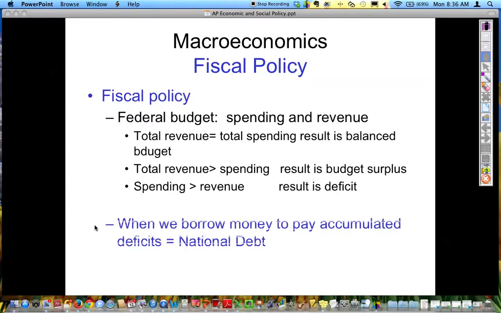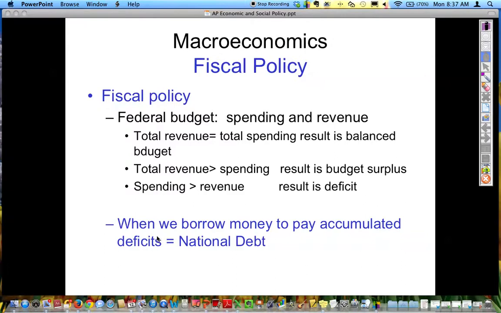This is a very basic definition, and I'm going to go into the politics of budget making in the next one, but this is really basic. Federal budget is spending and revenue. We do not have a balanced budget amendment. The state of Missouri does, but the federal government can overspend. When total revenue is greater than what we spend, we of course have a budget surplus. But when spending is greater than revenue, and this is where we are right now, we are $17 trillion in debt, the result is the deficit.